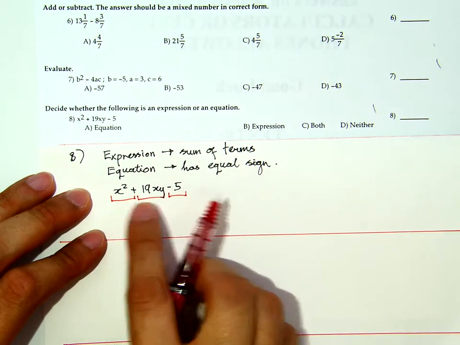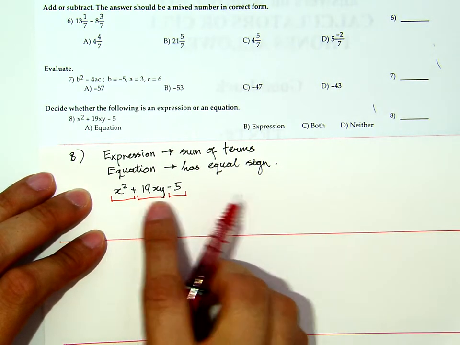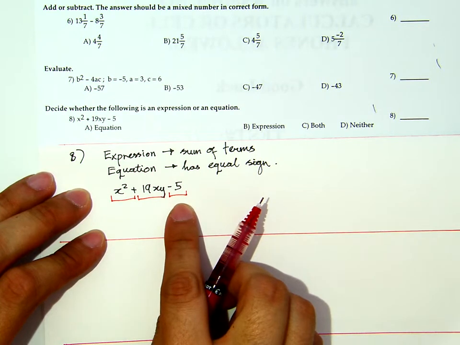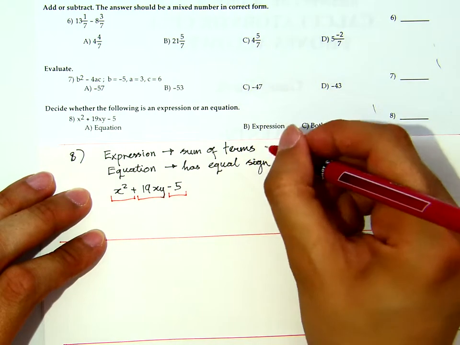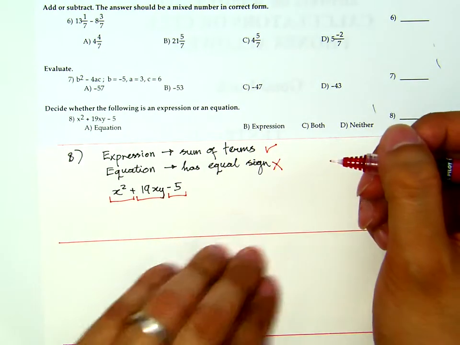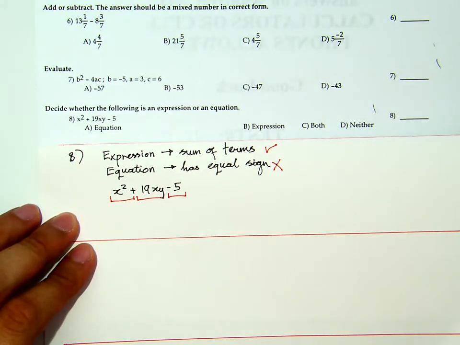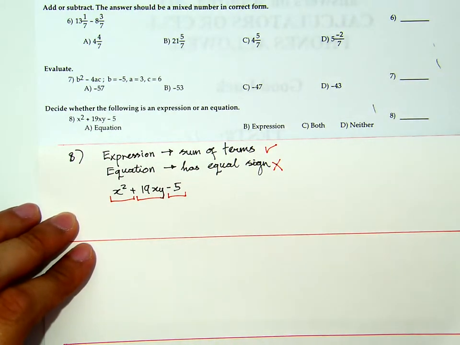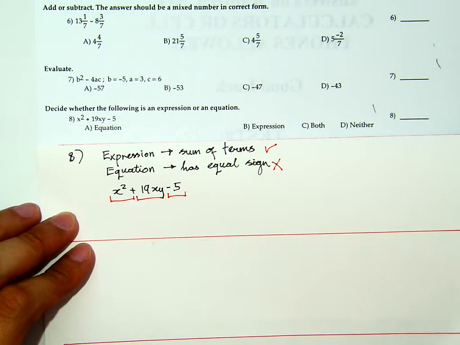x squared, 19xy, and negative 5. So first, yes, it is an expression. Second, it is not an equation. Now you may wonder, Thomas, is it possible that it is both? The answer is no. It won't be both. It won't be an expression and an equation at the same time.